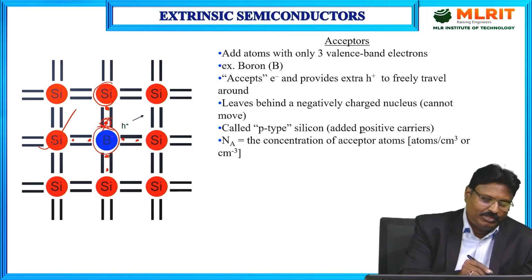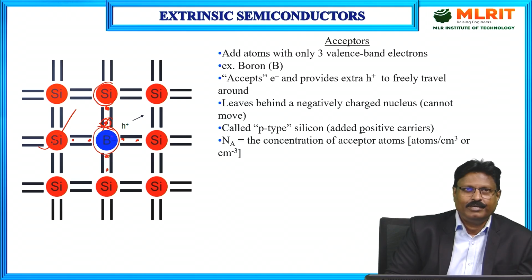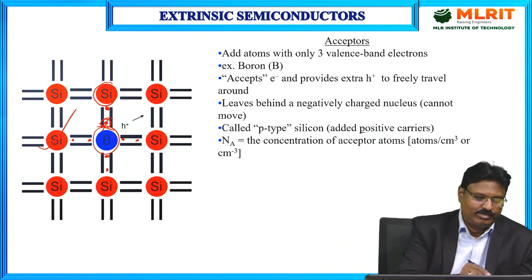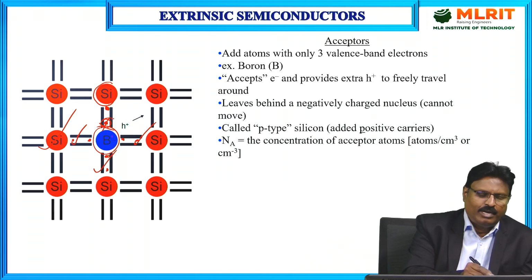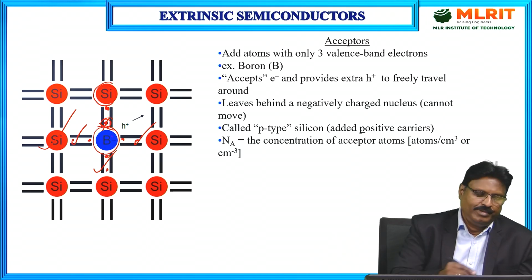So 3 of its valence electrons are making covalent bonds with the neighboring silicon atoms' valence electrons, also this one and this one. And here it does not contain the fourth valence electron to complete the covalent bond with the neighboring silicon atom here, this one.